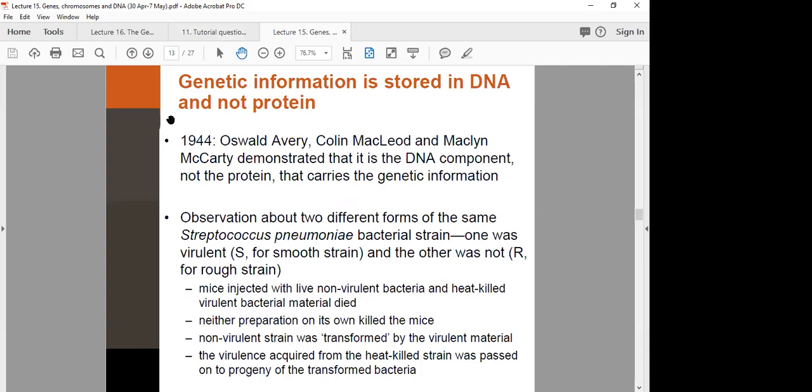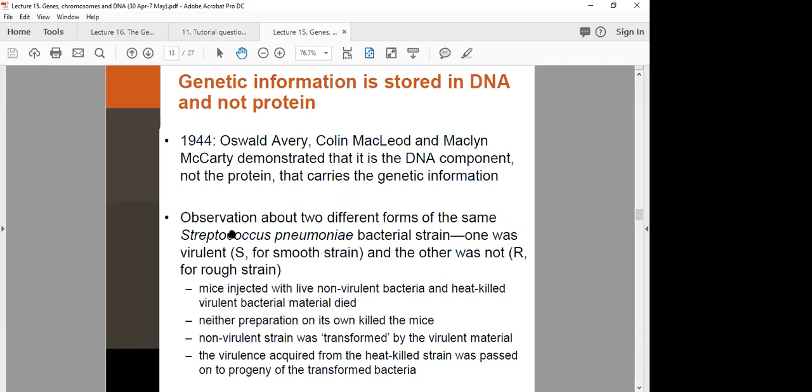So many people believed that it was proteins in the nucleus that carried genetic information that determines what that organism is going to be. But in 1944, Avery, MacLeod and McCarty published this famous experiment, the first of a series of experiments that demonstrated that it's actually the DNA component in the nucleus of a cell and not the proteins that carries hereditary information.